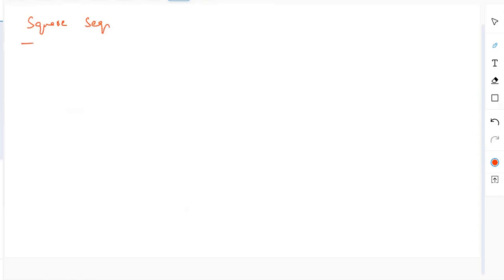Square sequences में हमने क्या देखा? हमने देखा कि अगर हमारे पास कुछ इस तरह से term numbers हैं, so let's say we have term number 1, 2, 3, 4, 5, 6. अब ये हमारे पास एक sequence है, let's call the sequence A. So let's say the sequence is 1, 4, 9, 16, 25 and 36.